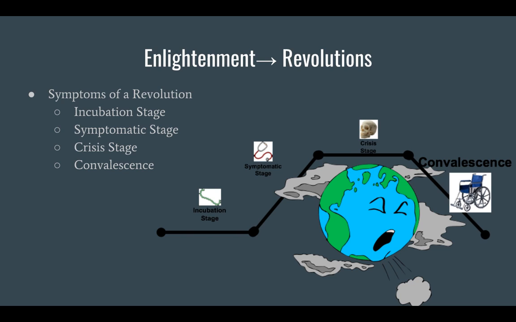So the incubation stage is the stage where the sickness or the revolution is just the first stage. Then there's the symptomatic, which is going to be the things that lead up to the revolution. Then you have the crisis stage, which is actually the revolution itself. And then convalescence is the healing process or the aftermath of the revolution.